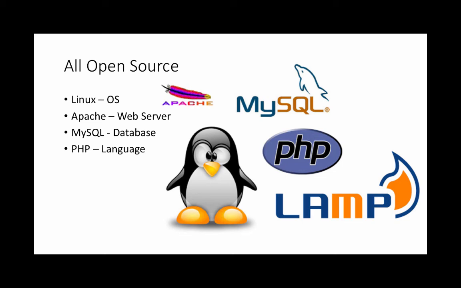The acronym actually stands for the L of Linux, the A of Apache, the M of MySQL, and the P of PHP. These four things compose a hierarchical grouping of software that work together. So Linux is an operating system that's free and open source, very robust. We are actually not going to use Linux.